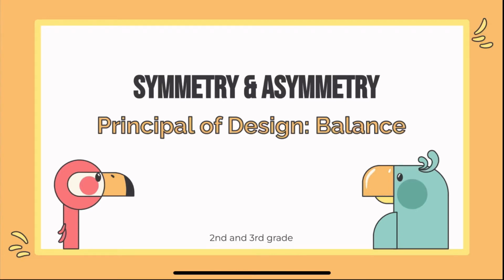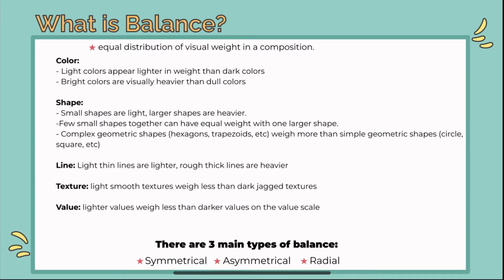Hello everyone, today we're learning about symmetry and asymmetry. We're also going to be learning about balance. And balance is the equal distribution of visual weight in a composition. So a composition is basically what we're going to be making today. So it's generally just our art piece.